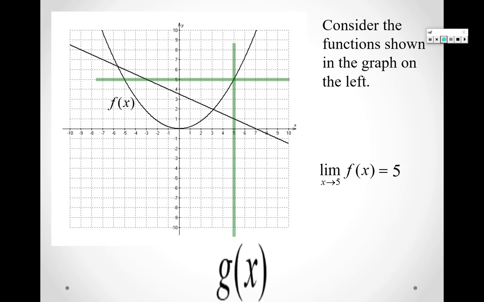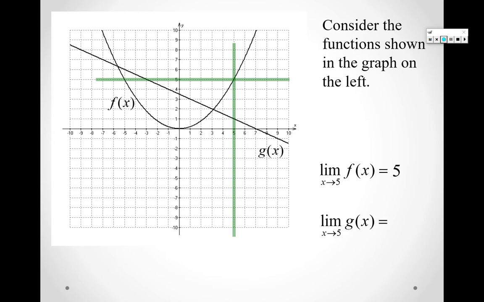Here's another function, g of x. And what's its limit as x approaches 5? Okay, so this limit was 5. On the line, though, here comes some more lines. Here we go. It was equal to 1. Nothing too complicated so far. I've got two functions. I'm finding both their limits as x approaches 5.